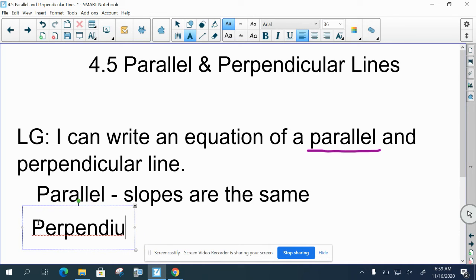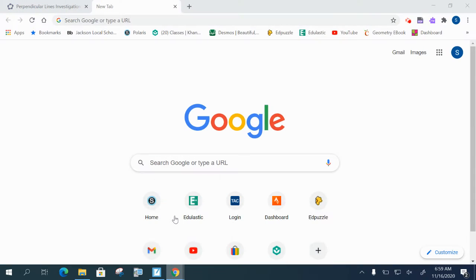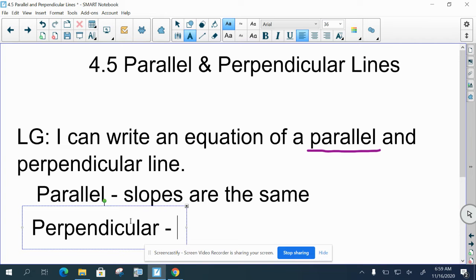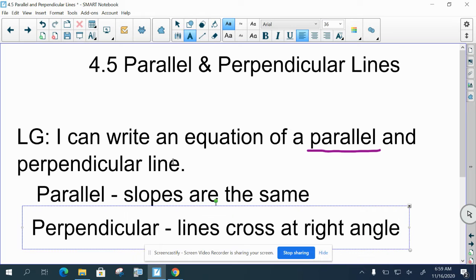For perpendicular lines, to figure out the relationship between slopes of perpendicular lines, we're going to look at a little investigation. So let's look at this website here that compares two lines. Perpendicular, you probably know, and we'll go back to our notes, means that the lines cross at a right angle. So perpendicular lines cross at right angle.